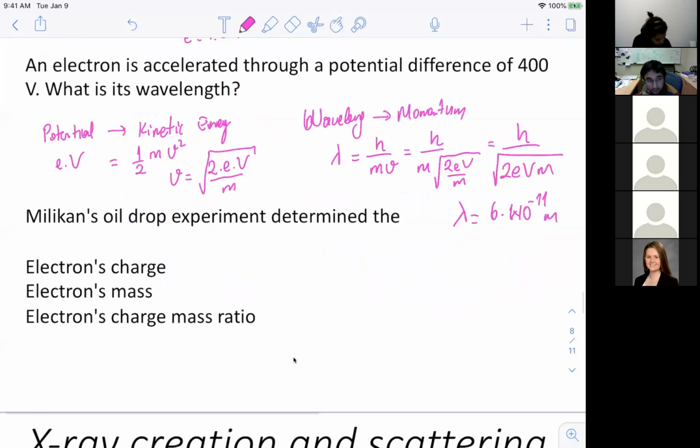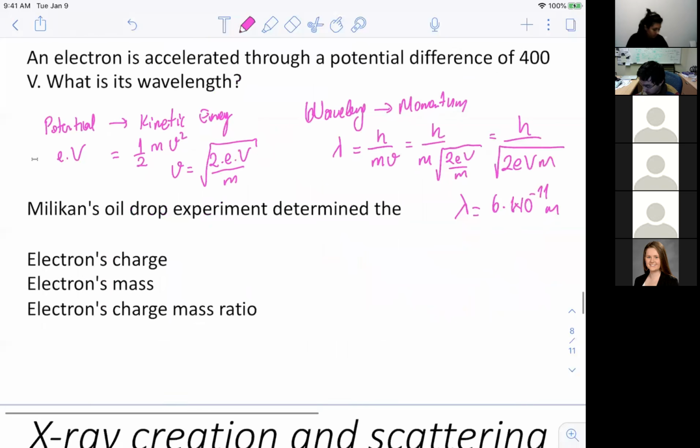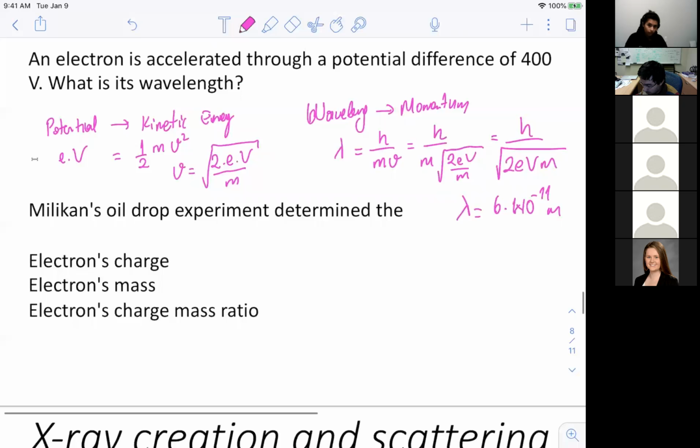Okay. So next question, we don't have much. Millikan's oil drop experiment determined what? Any guess? Electron charge, mass, or mass-to-charge ratio? Not the mass. This is charge.